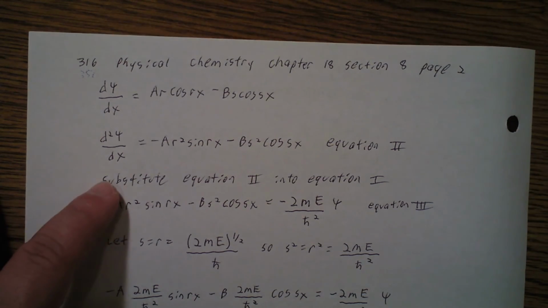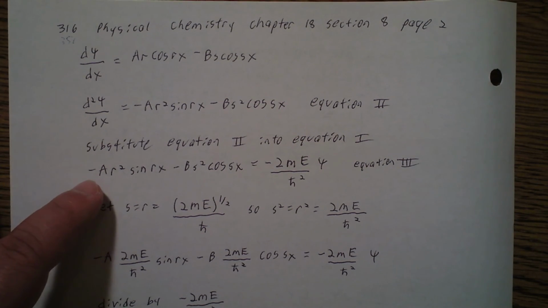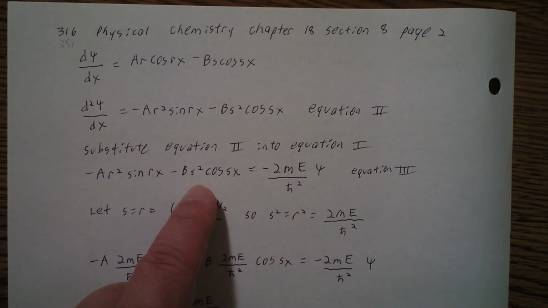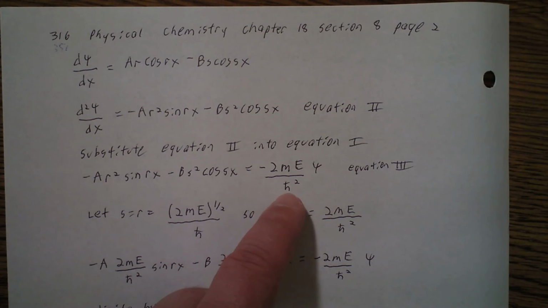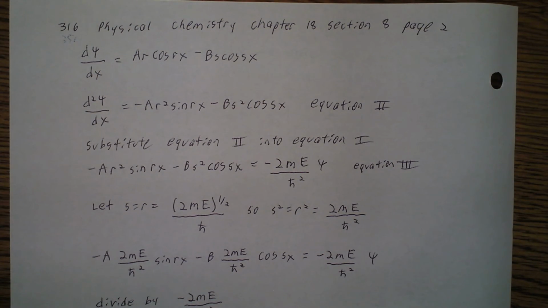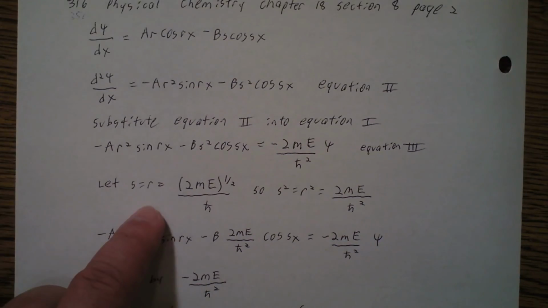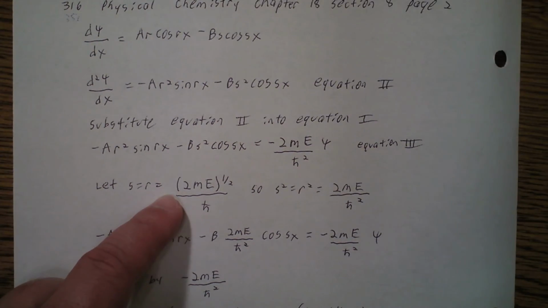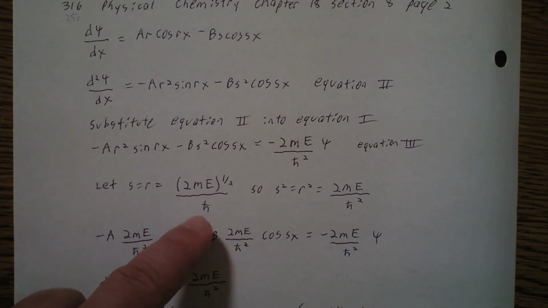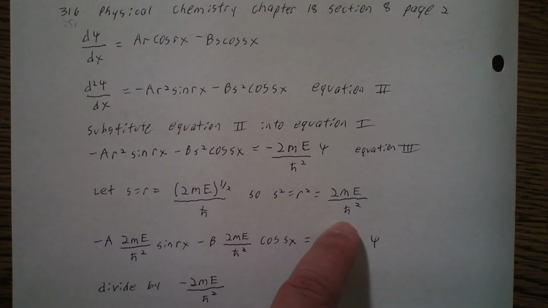Now we're going to substitute equation 2 into equation 1. So we get minus A r squared sine rx minus B s squared cosine sx equals minus 2mE over h bar squared times psi. We'll call it equation 3 for now. Now, let's say that s and r are both the same, equal to the square root of 2 times m times E divided by h bar. So that means s squared is equal to r squared is equal to 2mE over h bar squared.